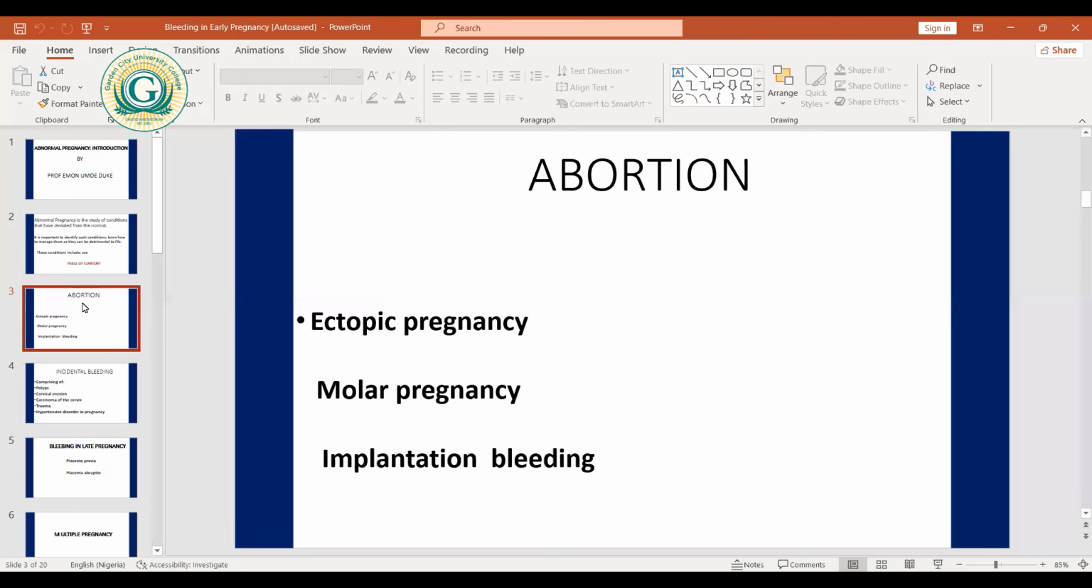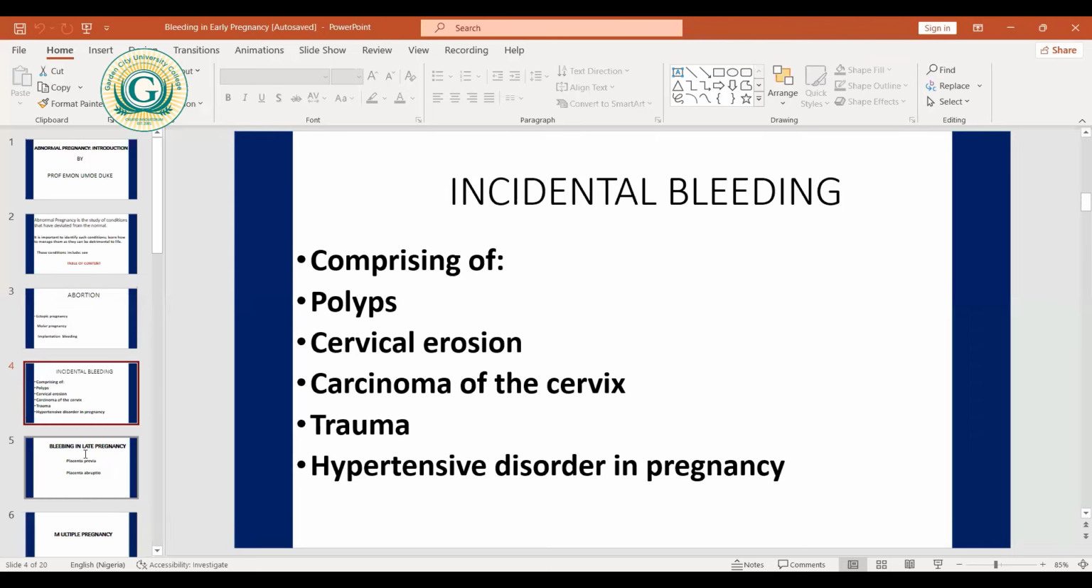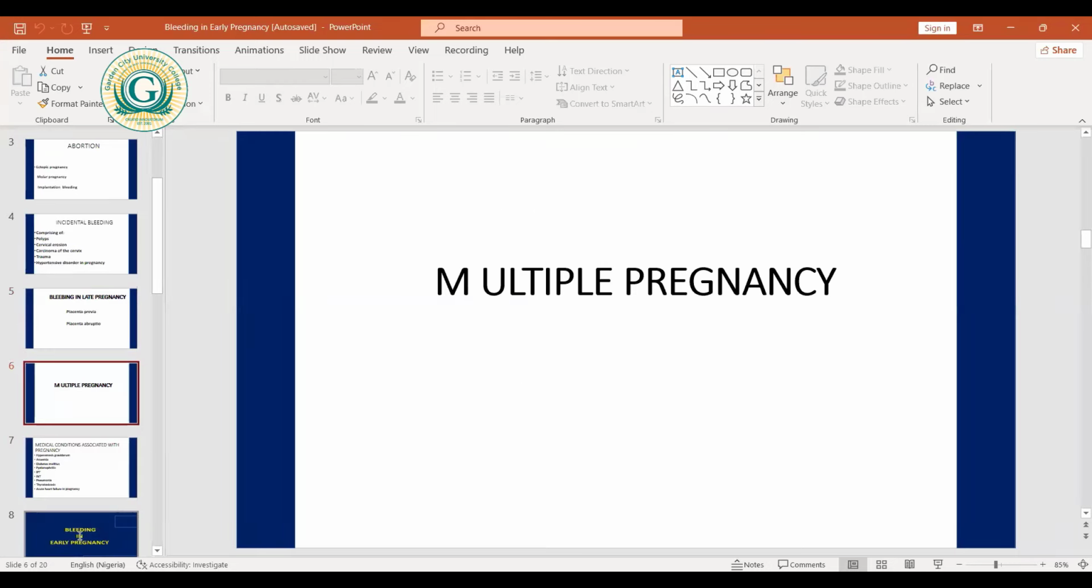You have ectopic pregnancy. Implantation bleeding, permit me to say, is nothing abnormal, but it is important to discuss it here because people may not know, and they could come to you, particularly those that are anxious for pregnancy. When they see bleeding, they may think there is a challenge. As we go forward, we will talk about incidental bleeding. We will also talk about bleeding in late pregnancy.